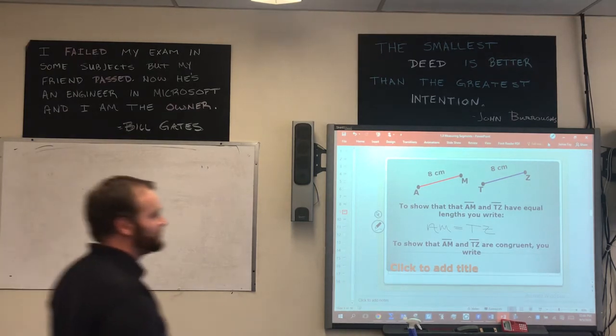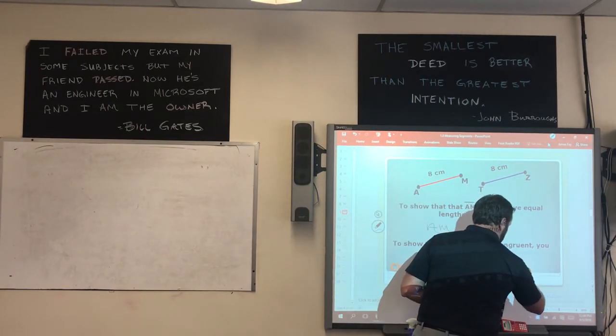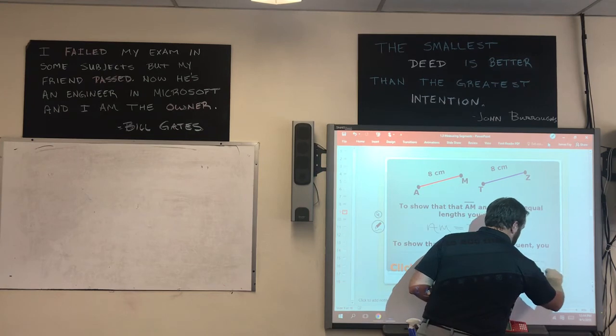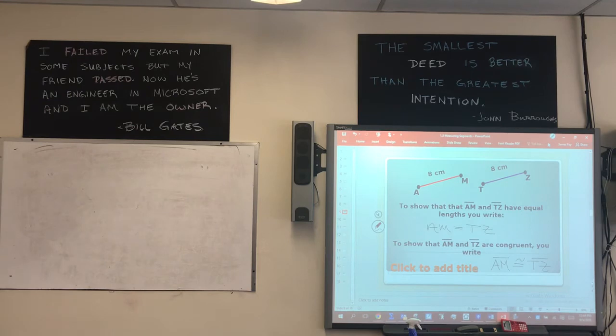When I want to show that two shapes are congruent, we use that notation. I have to talk about the shape, so I use the segment symbol above them. I say segment AM and segment TZ, and I use that congruency symbol in the middle, that equal sign with that tilde over the top of it. That's read as segment AM is congruent to segment TZ. And what that tells me is that the shapes should be able to be cut and pasted and laid on top of one another and match 100%.